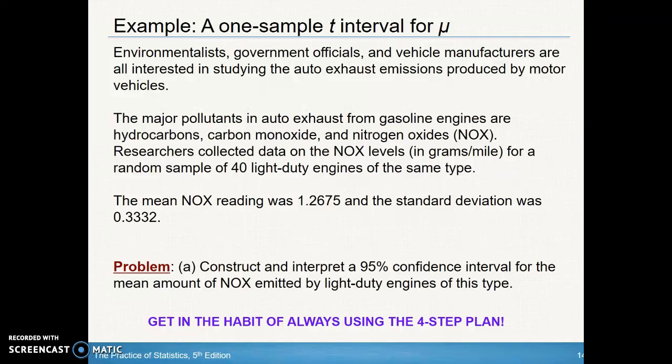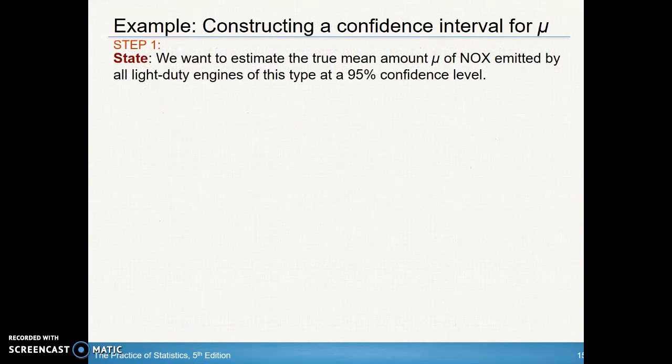Excuse me. So here's an example. I'm going to ask you to pause this recording and read the problem so that you know what it is. And now we're going to go through the four-step process for actually constructing our confidence interval. Get used to this four-step process. We'll be using it for inference from now to the end of the year. It is very important. It is expected that you will use it, and it will help you to be thorough.